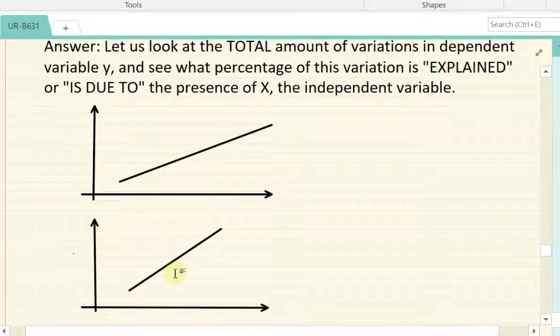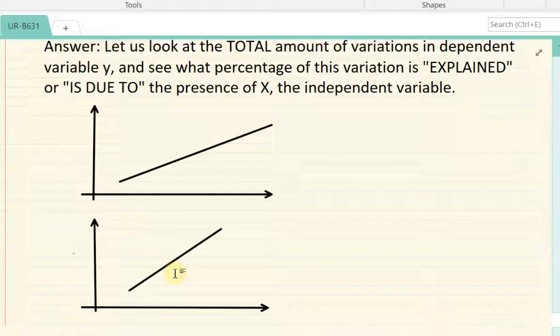As a measure of goodness, again, we're going to look at the total variation in y, the dependent variable, and we're going to see what percentage of that total is explained by the presence of x. So for this work, I actually have two empty spots here, so let's proceed with this.